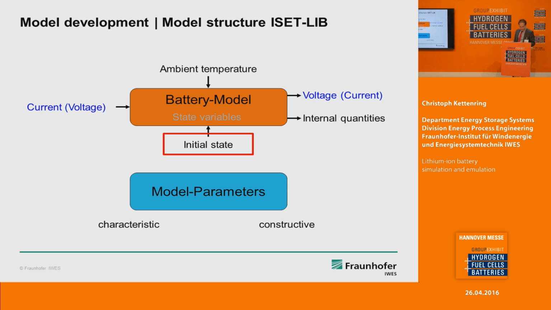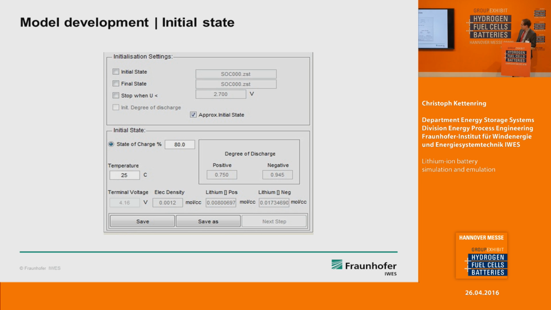In our software, you can put the initial state through a graphical user interface. You can start, for example, with a state of charge in percent, and you can say we have such an ambient temperature, or you can start with the electrolyte density or the positive or negative lithium-ion electrode, however you want.